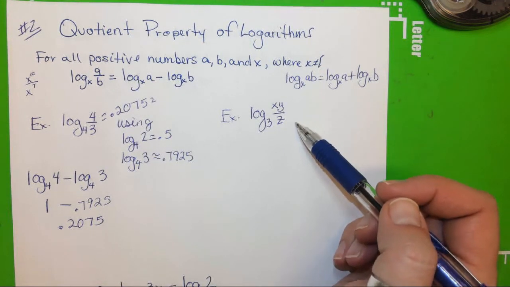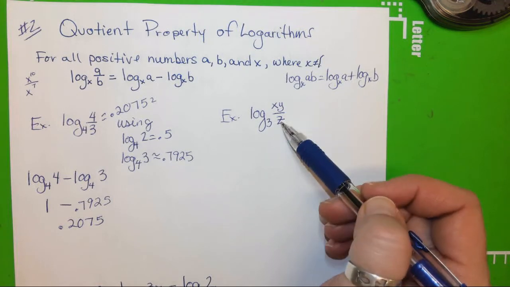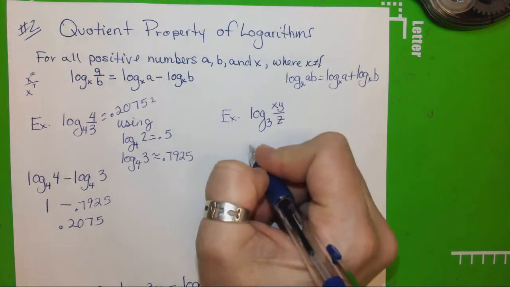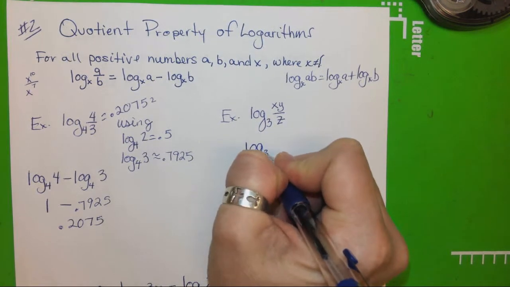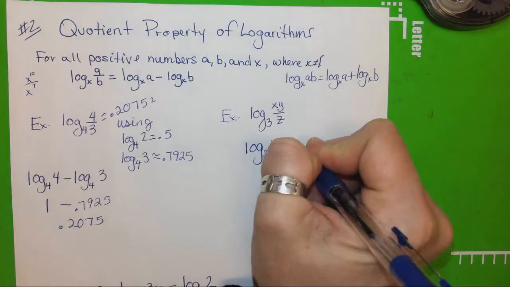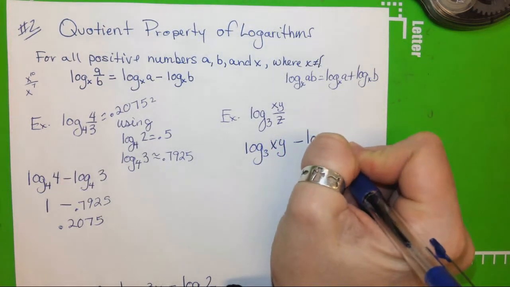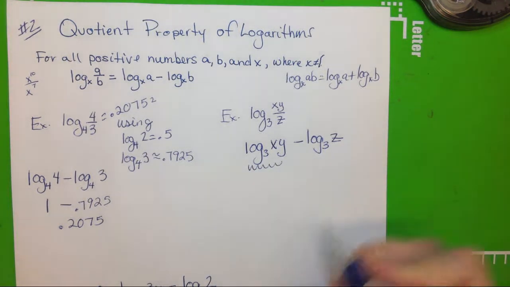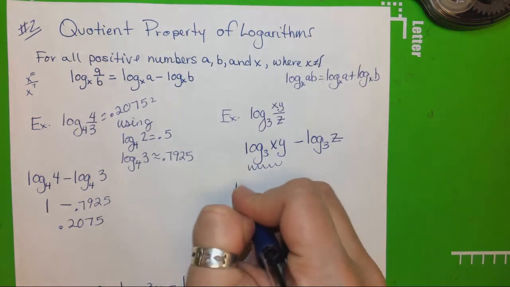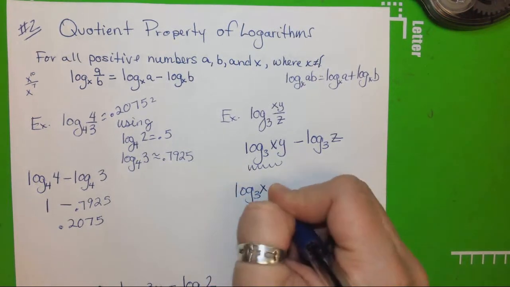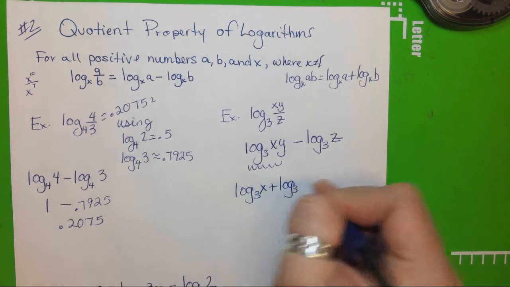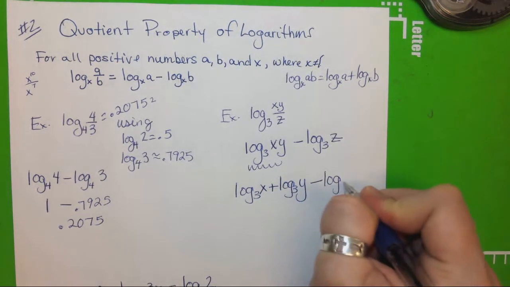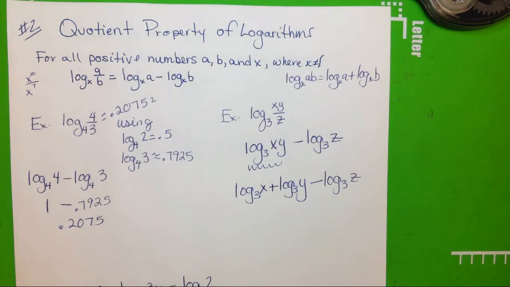Now let's look at this example. It's a little bit more involved. We do have a product and we have some division. This product is being divided by this, so we can separate that. We can expand it. We'd have log base 3 of xy minus log base 3 of z. Now this part is equal to log base 3 of x plus log base 3 of y, and then we have our minus log base 3 of z.